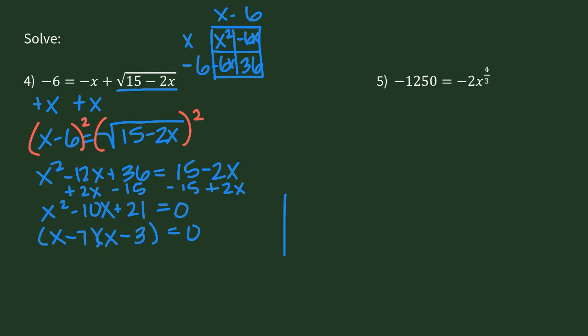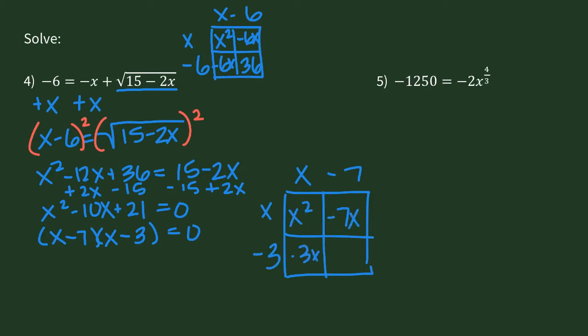And we could just double check. If we do x minus 7 times x minus 3 and distribute everything, we do get x squared. These would combine together to get minus 10x, and then we have the 21. So I'm just double checking that I factored it correctly.